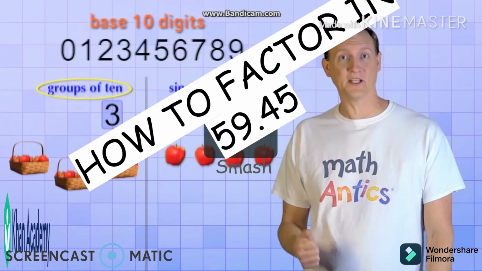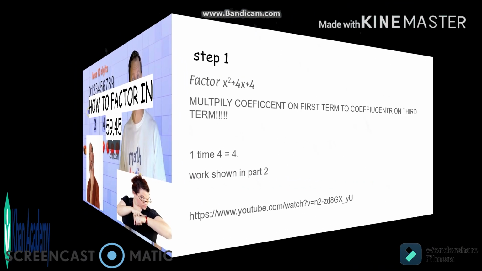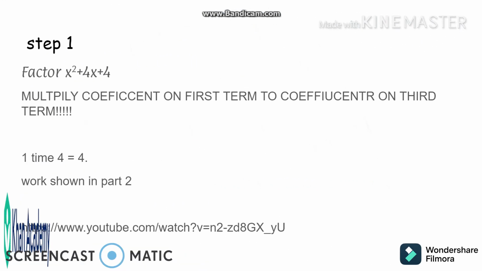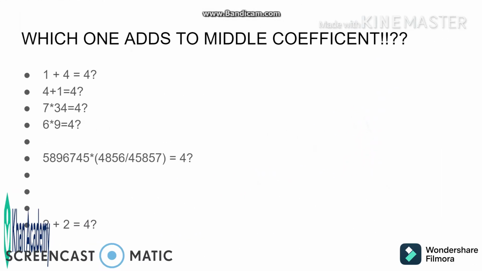Hello sir and madam, today we will be learning about factoring in under 59.46. Step 1: Multiply the coefficient on the first term by the coefficient on the third term. Here are the factors. Make sure to show your work. Mine is hidden under the man. Step 2: Which one adds to the middle term?